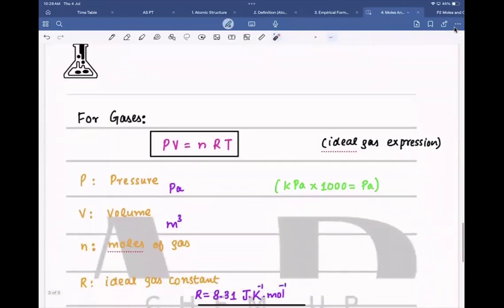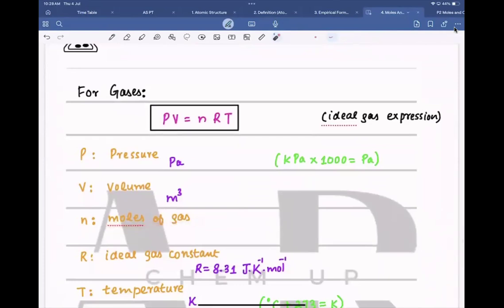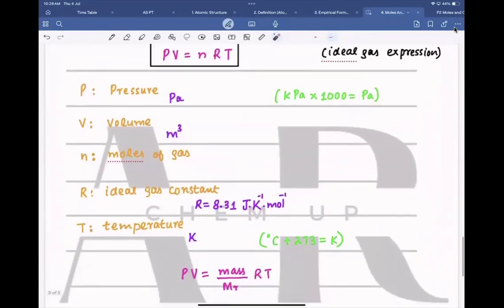Okay. N is the number of moles of gas. R is the ideal gas constant. It is always given at the end of the exam paper. You have two pages: one is the constant values that the examiner provides on the second last page, and on the last page the examiner provides the periodic table. So there is no need to remember it. Then temperature is in K. This must be in Kelvin. So if we have a temperature in degrees Celsius, we add 273 to convert it into K.